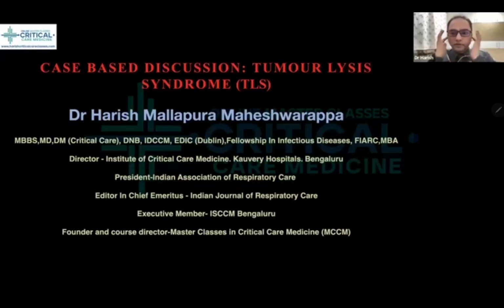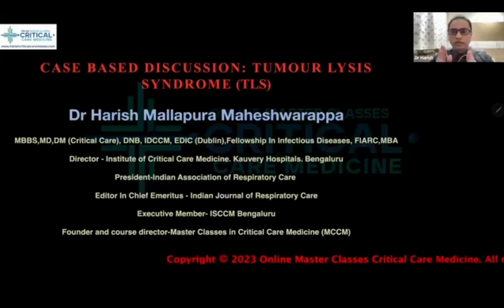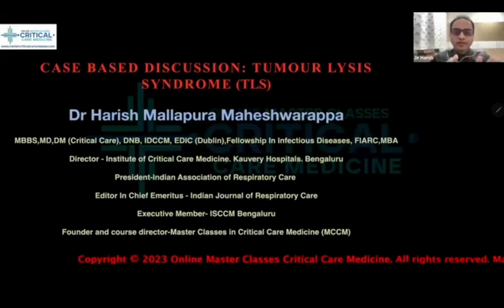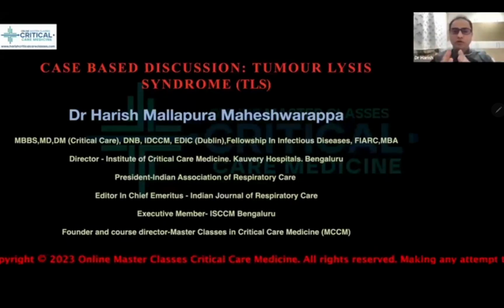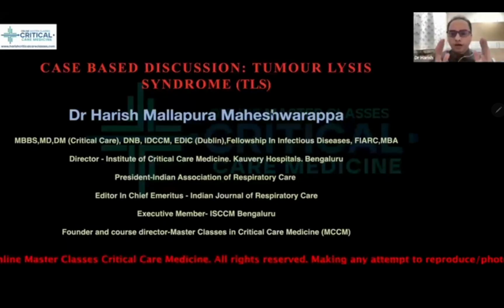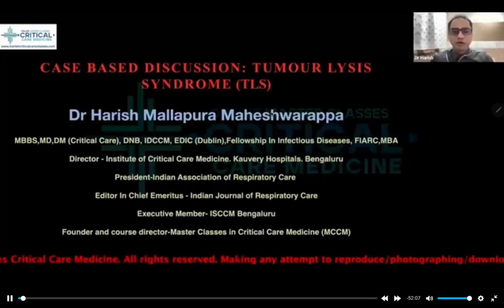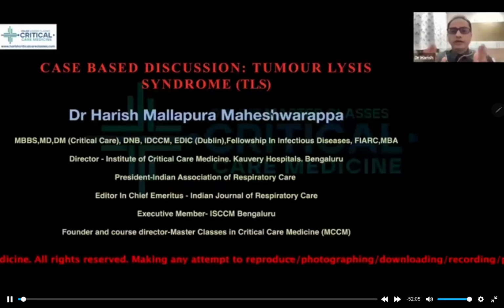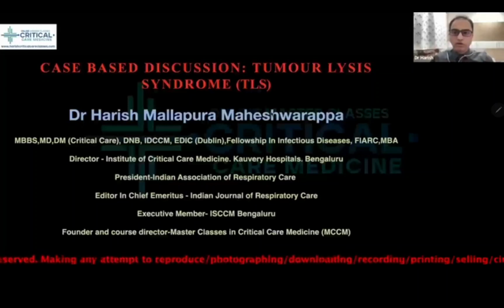All. So today we'll discuss one of the important cases which may come as a short case, that is tumor lysis syndrome. Sometimes if they want to discuss something else other than tumor lysis syndrome, like febrile neutropenia or maybe hyperleukocytosis syndrome, then you might get this as a long case also.